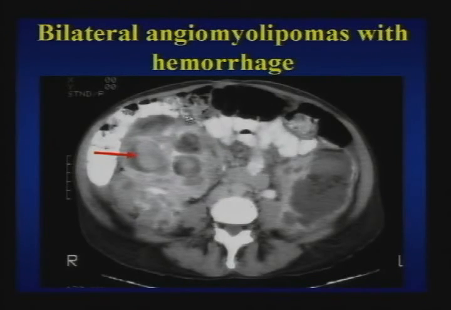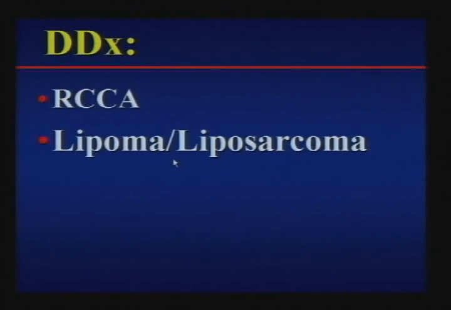And this is a patient who has bilateral angiomyolipomas with bleeding into these. These look angry and nasty. When they're bilateral and they're mixed density, then you're pretty sure of what the diagnosis is. Very often the angio-interventional guys get involved and have to coil these things. Differential, of course, is a renal cell carcinoma if it's unilateral. If there's a lot of fat, a lipoma or liposarcoma.